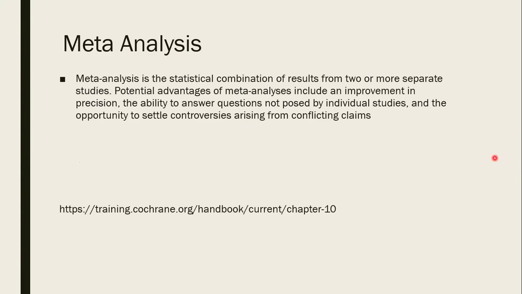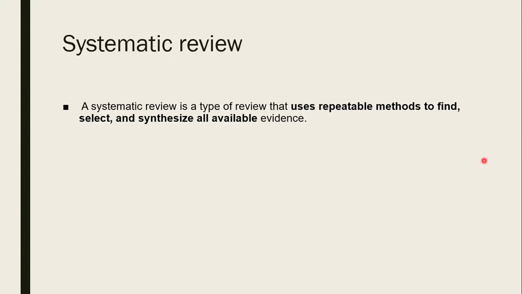A meta-analysis. Meta-analysis is the statistical combination of results from two or more separate studies. It improves precision, answers questions that are not posed by individual studies, and settles the controversies arising from the conflicting claims. Systematic review. A systematic review is a type of review that uses repeatable methods to find, select, and synthesize all available evidence on a specific research question. It aims to minimize the errors and bias.